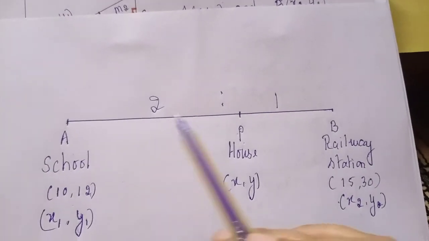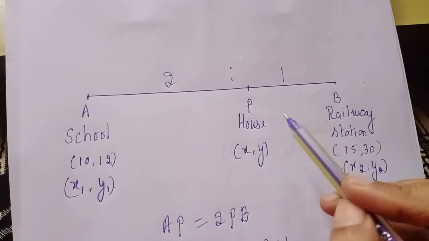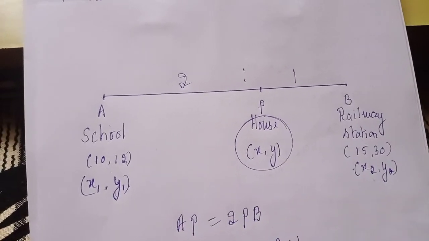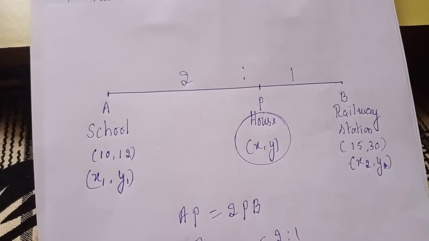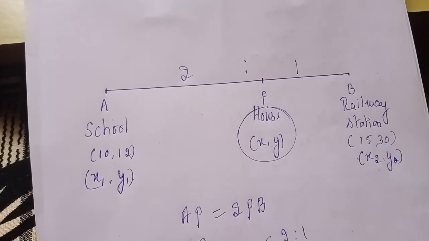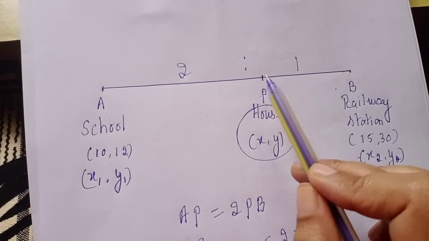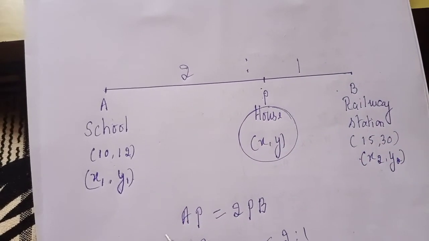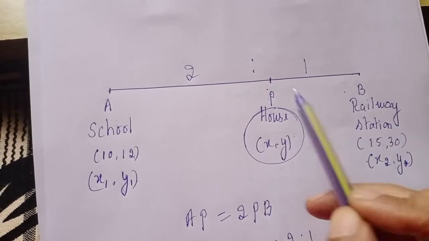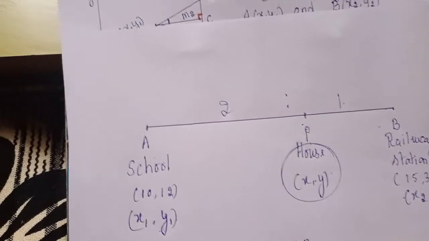If you know the ratio of AP and PB, and if you know the coordinates of the school and the railway station, then how do you find the position of the house on a straight path? This is the idea behind the section formula, and this is the main concept of why we use it. Here you can observe that the straight path AB is divided at a point P. That is called a section. Division is done here. So to find the point where the division is done, or to find the ratio or any other position, we need the section formula.